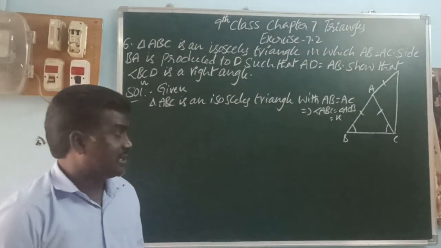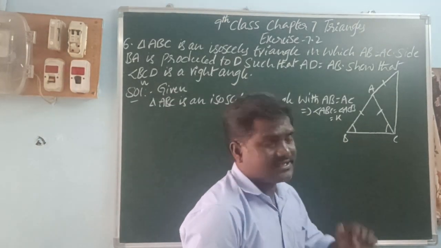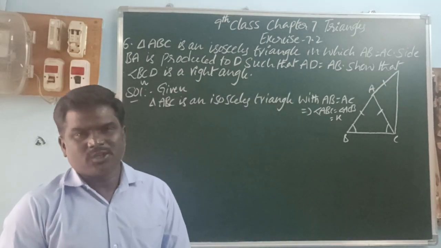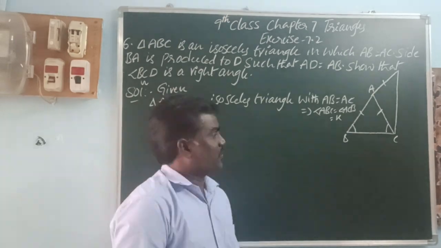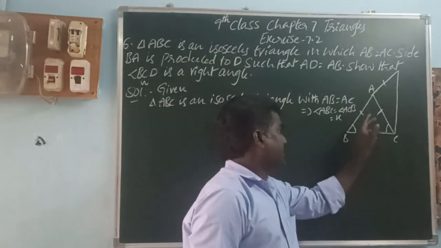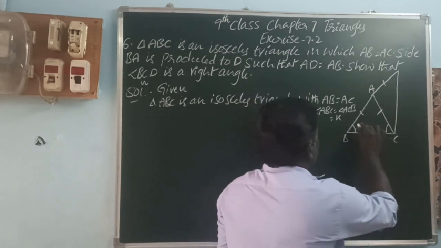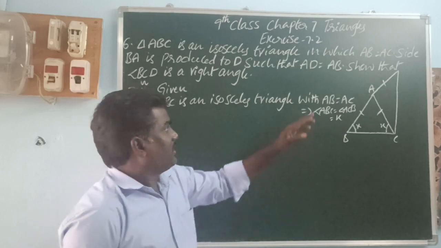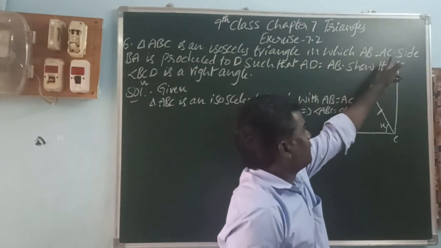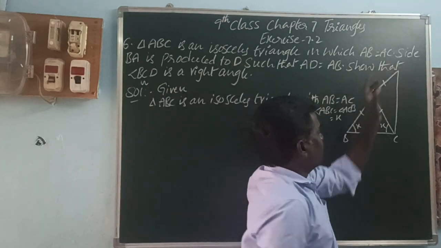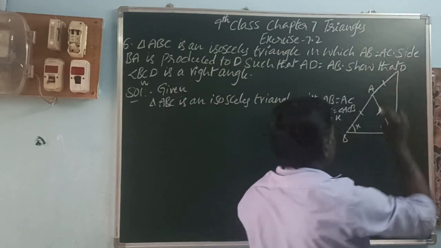Isosceles triangle property: in any triangle, if any two sides are equal, then its opposite angles are equal. So here AB is equal to AC, then angle ABC is equal to angle ACB. That is, these two angles are equal. Next here, given that AB is equal to AC, then the side BA is produced to D.